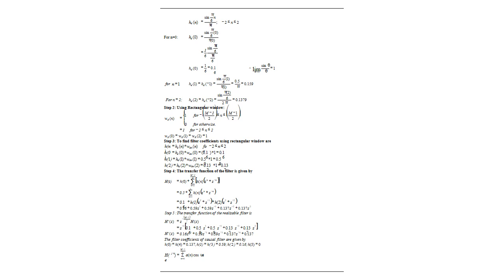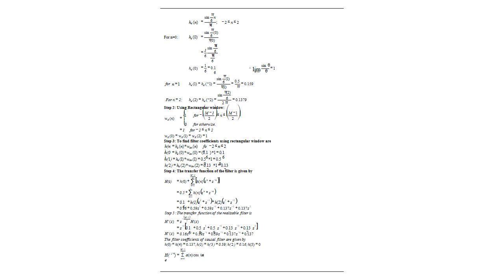Okay. Step 4. That is, we have to find out the transfer function of the filter. So that is H of z equal to h of 0 plus summation n equal to 1 to (M minus 1) by 2 of h of n into (z power n plus z power minus n). So for that we have to substitute the values, that is 0.5 plus summation n equal to 1 to 2 of h of n into (z power n plus z power minus n). So we will get the final answer.